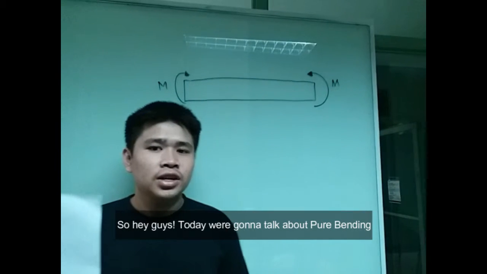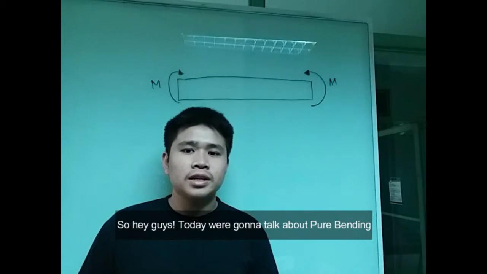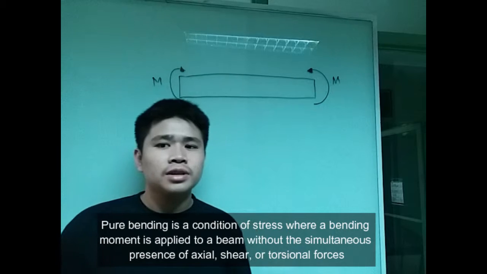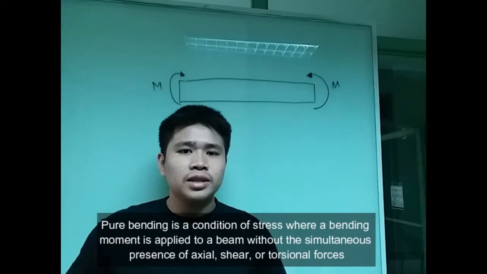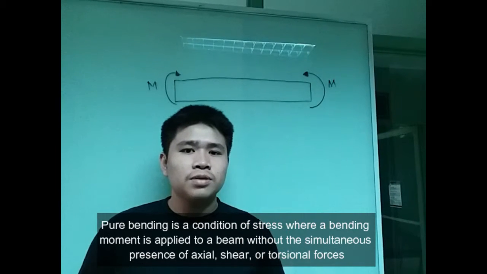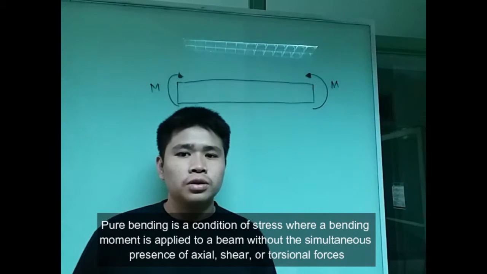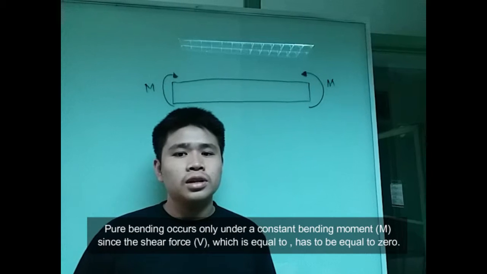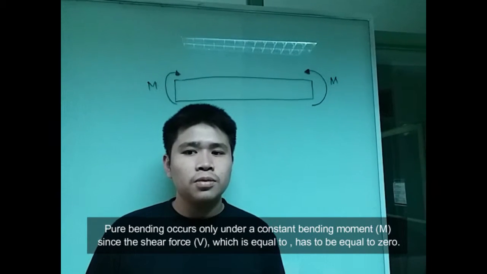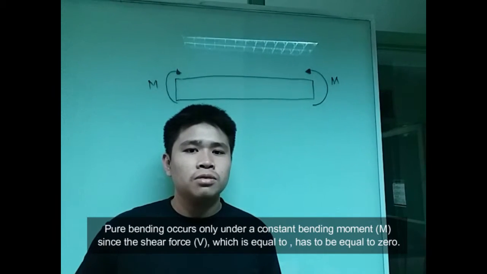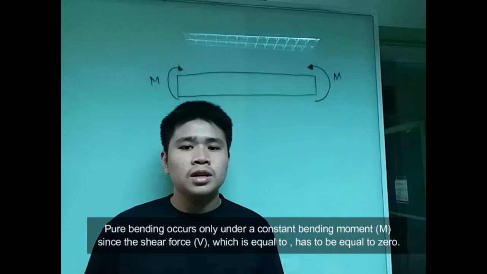So hey guys, today we're gonna talk about pure bending. Pure bending is a condition of stress where bending moment is applied to a beam without the simultaneous presence of axial, shear, or torsion force. Pure bending occurs only under a constant bending moment, since the shear force, which is equal to dM/dx, has to be equal to 0.